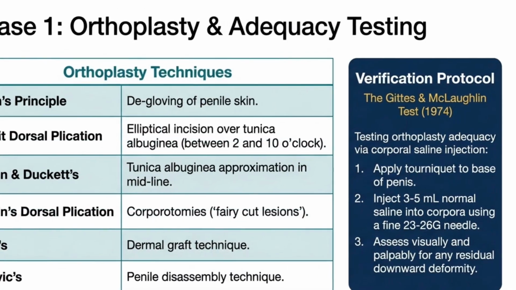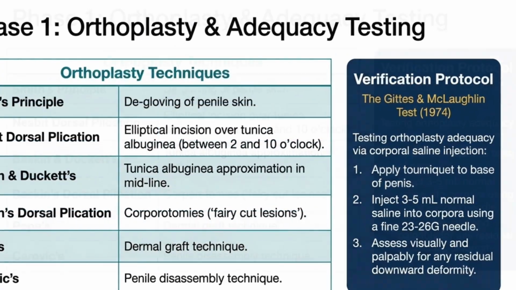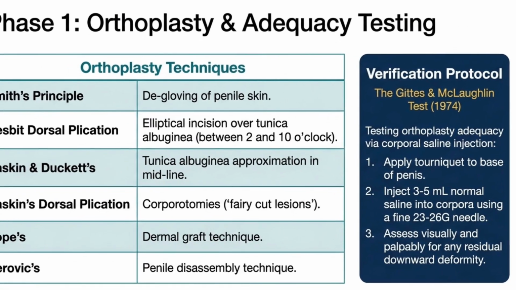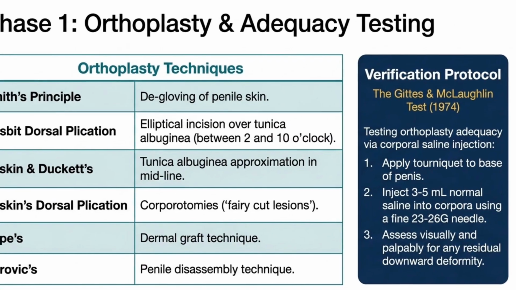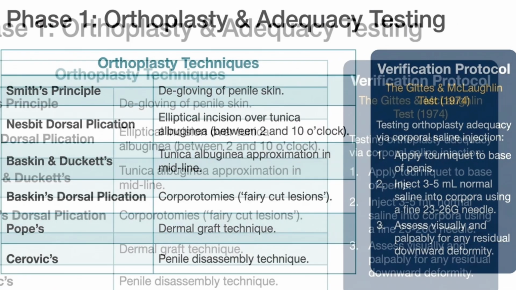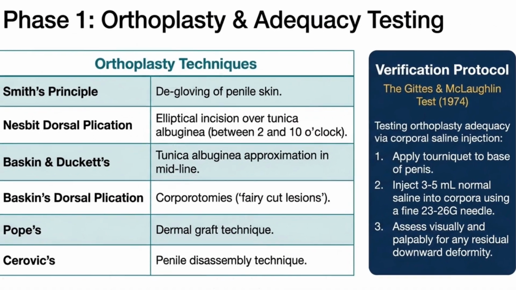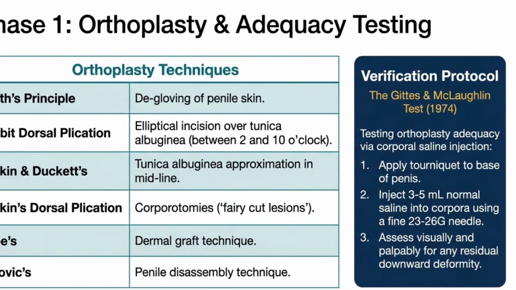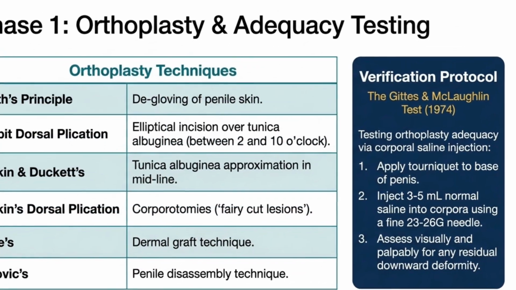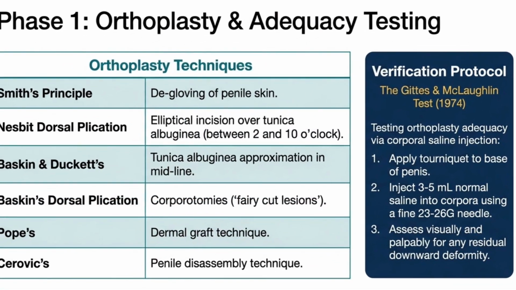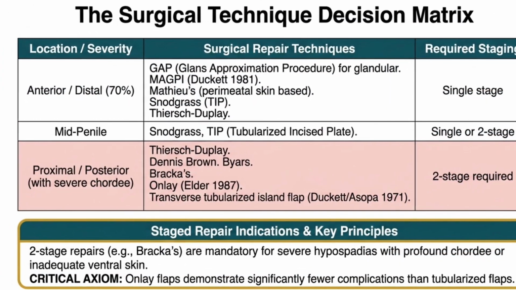The verification protocol was developed by Gittes and Macklin in 1974. After the orthoplasty, the adequacy of it is tested by corporal saline injections. A tourniquet is applied at the base of the penis. 3 to 5 ml of normal saline is injected into the corpora using a fine 23 to 26 gauge needle. It assesses visually and palpably for any residual downward deformity.